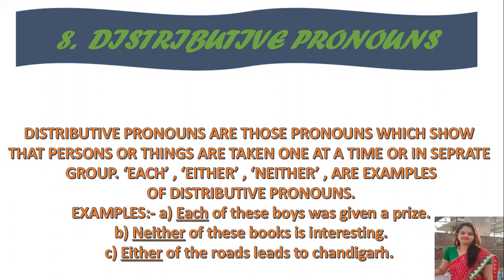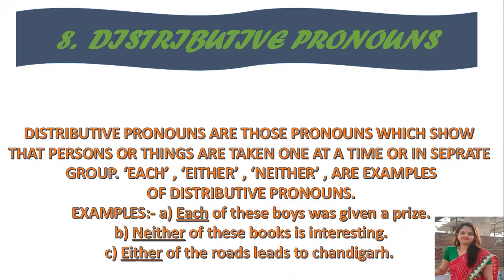Now suppose options are given. If I say either do this work or you can do that work, either means it is an option, or you may say it is your choice: either do this or do that. Neither means not a single book. Just see the example given: Neither of these books is interesting means not a single book is interesting.